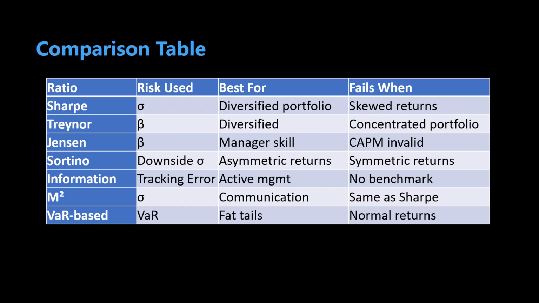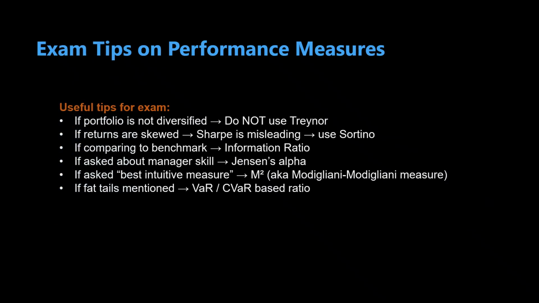When you approach an exam question asking which ratio to use, always start with two questions. Is the portfolio diversified? And are the returns approximately normal? The answers will point you directly to the correct measure. Let's close with the exam tips that will save you marks in the exam. These are decision rules. If you internalize them, you can answer most FRM performance measure questions in seconds.